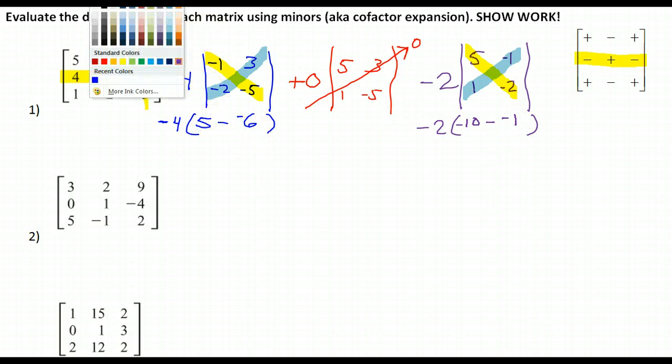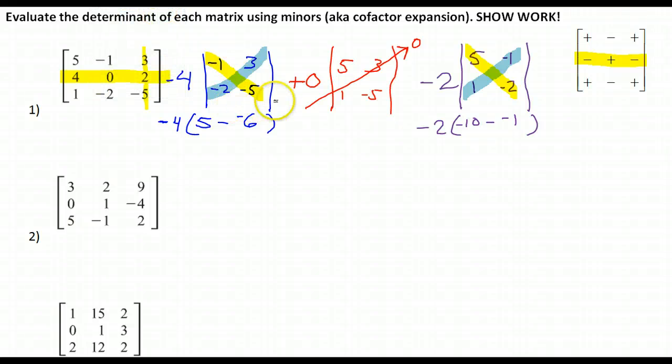I'm just going to switch to a neutral color like black. Or maybe I shouldn't. I'm just being lazy. Let me not be lazy. So this is going to make negative 4 times. Okay? Now remember, 5 minus negative 6 is the same thing as 5 plus 6. So that's going to be 11. Okay, and then over here, same type of thing. This is like negative 10 plus 1. So that's going to be negative 9.